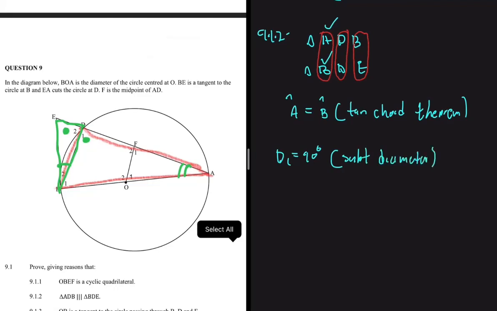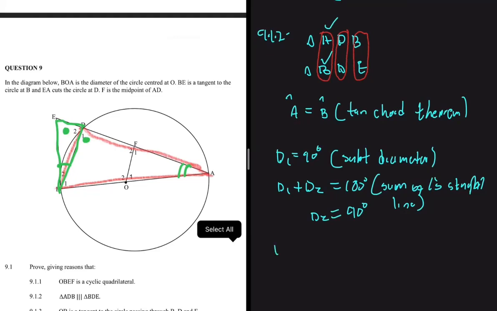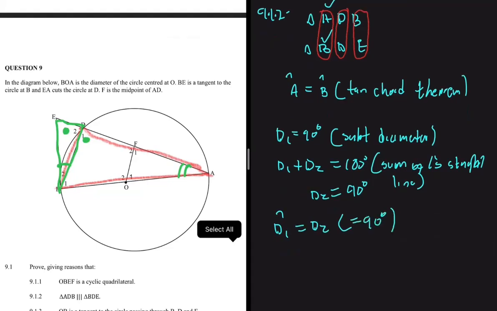But at the same time, D1 plus D2 should be equal to 180 degrees, right? This is the sum of angles on a straight line. So you can see here that consequently D2 will be equal to 180 minus 90, which is just 90 degrees. So now D1 is equal to D2. They're all equal to 90 degrees, right? It becomes easy to see now that this angle here, B1, should be equal to the angle E, because they are the only remaining angles, right?